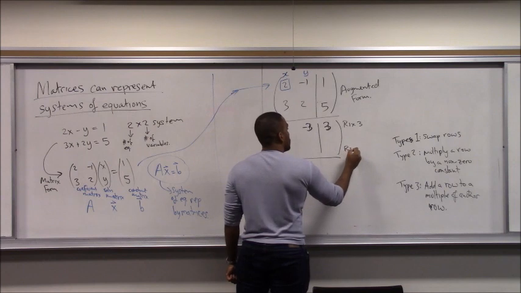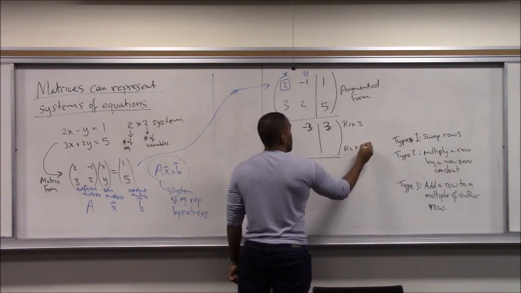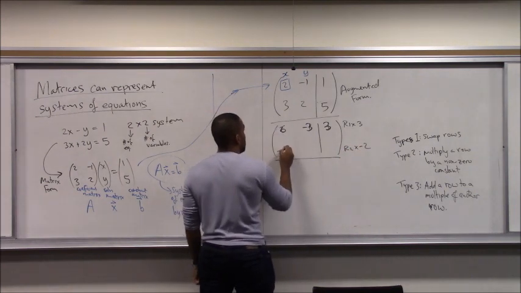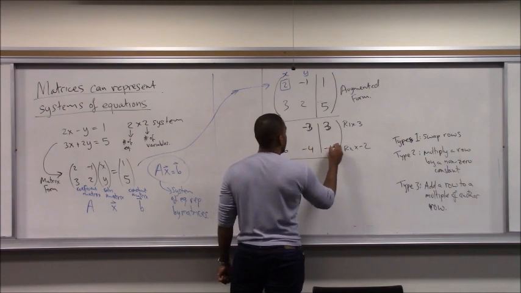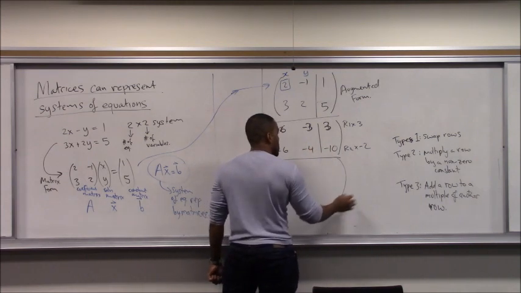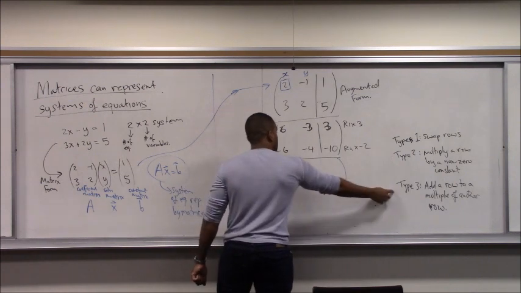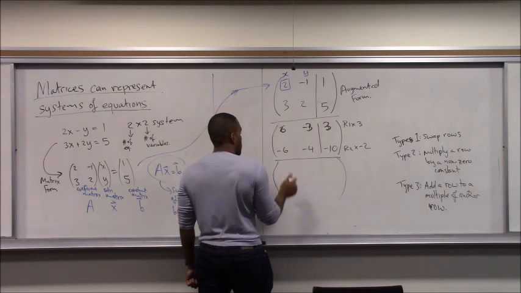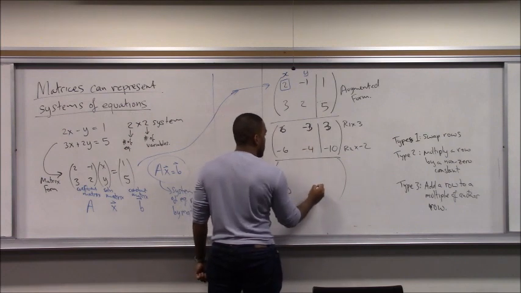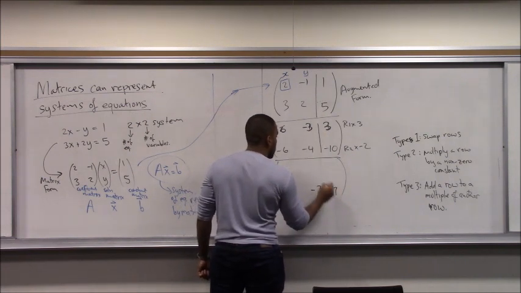And then I can take row 2 and multiply by -2, for example. This will give me -6, -4, -10. I just did a type 2 on both rows. Now I can add them. That's a type 3. This plus this, 0. This plus this, -7. This plus this, -7.